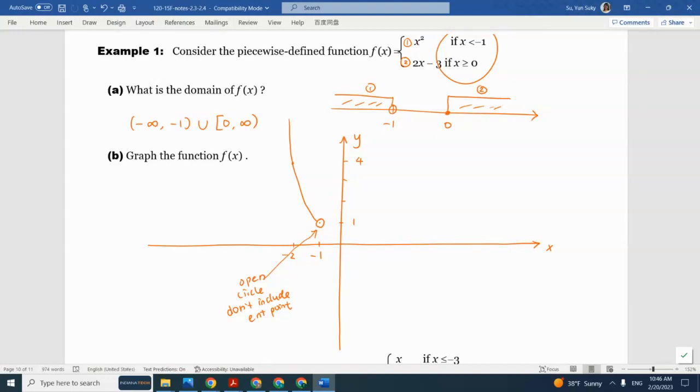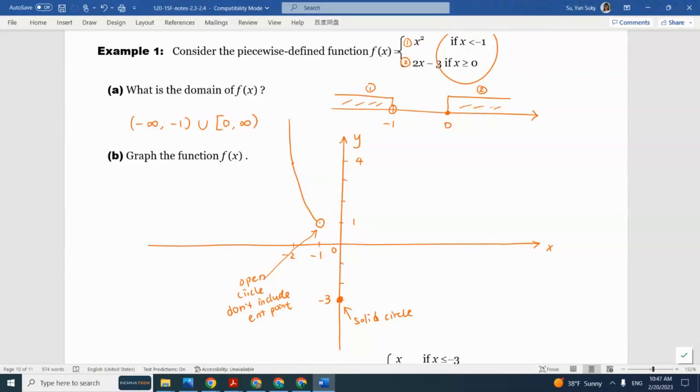And look at the endpoint. Endpoint is 0. We plug in 0, what happens? 2 times 0 minus 3 is -3. So x is 0, y is -3. Open circle or solid circle? Solid. Okay. Because we include the endpoints. So that's 1 point. Give me another point.